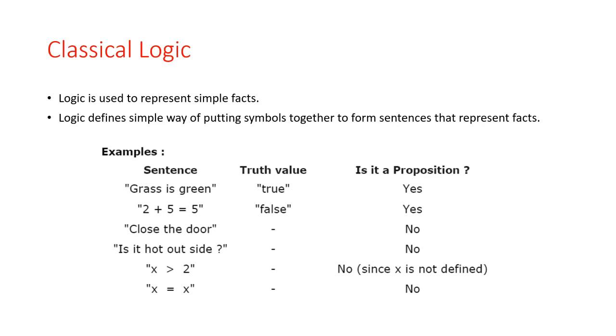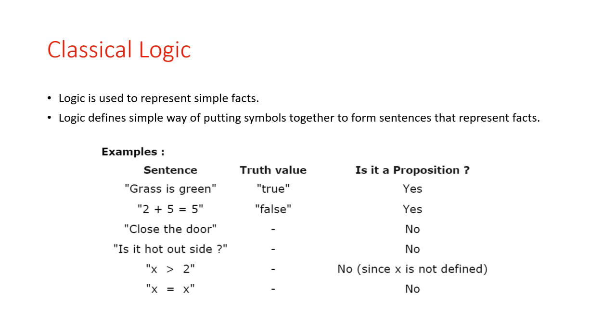Is it hot outside? Here also the answer is a null value. We cannot find out whether the answer is true or false, so it is not a proposition. X is greater than 2. Here we are not defining the value of x, so we can't say the answer is true. It may be true or it may be false, so the truth value is null, and it is not a proposition.